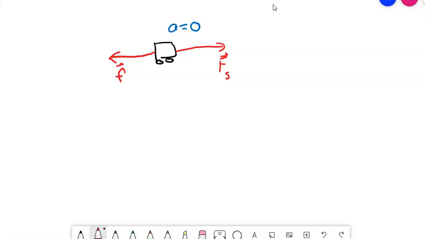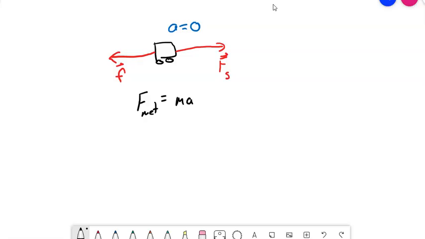So the question becomes, does this frictional force act in the same direction or the opposite direction? It has to be in the opposite direction because according to Newton's second law, our net force must be equal to the mass of the object times its acceleration. If the acceleration is 0, then the net force must be 0. That means that the force applied by the string must be equal to the frictional force.